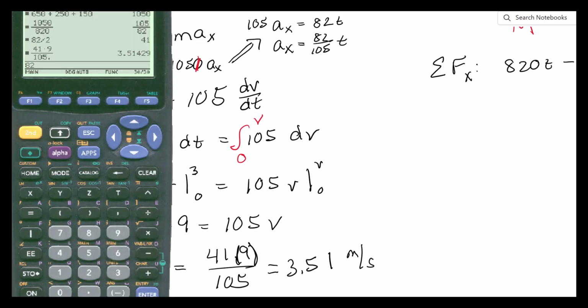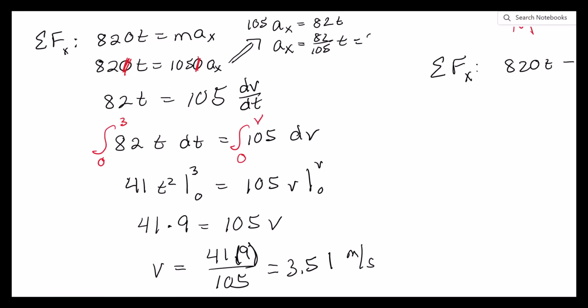There we go. 820 times 3 divided by 105, 2.34. Now notice that that is only accurate at t equals 3 seconds.